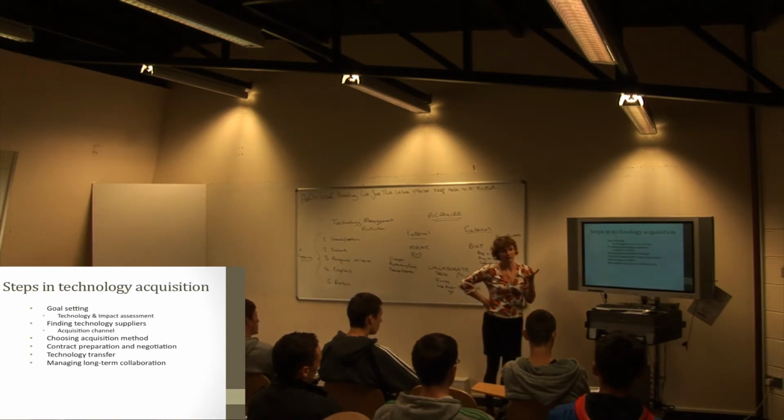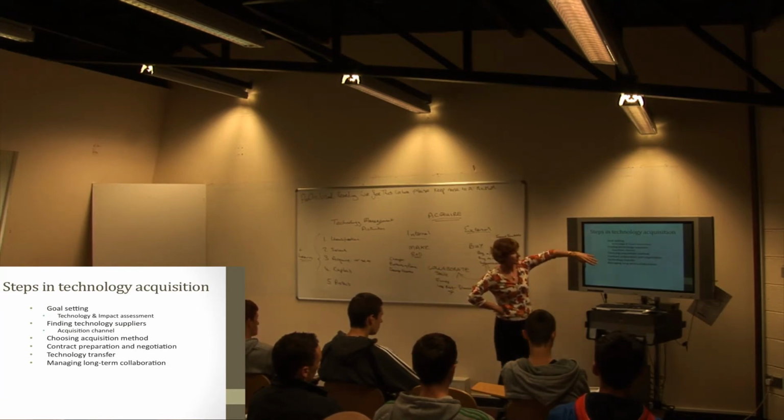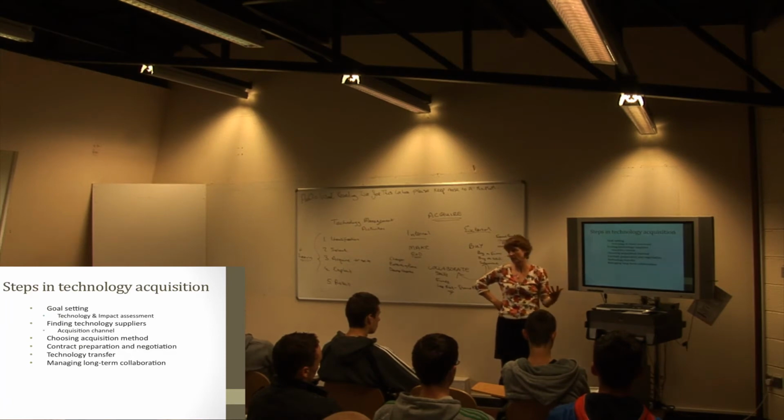In acquiring a technology, so if you want to go out and buy a technology, those are the steps that you'll have to go through. First of all, decide what you are hoping to achieve. Find somebody that you can acquire the technology from. Decide how you're going to acquire it. Come up with the contract and everything, actually transfer the technology, and then manage the long-term relationships.